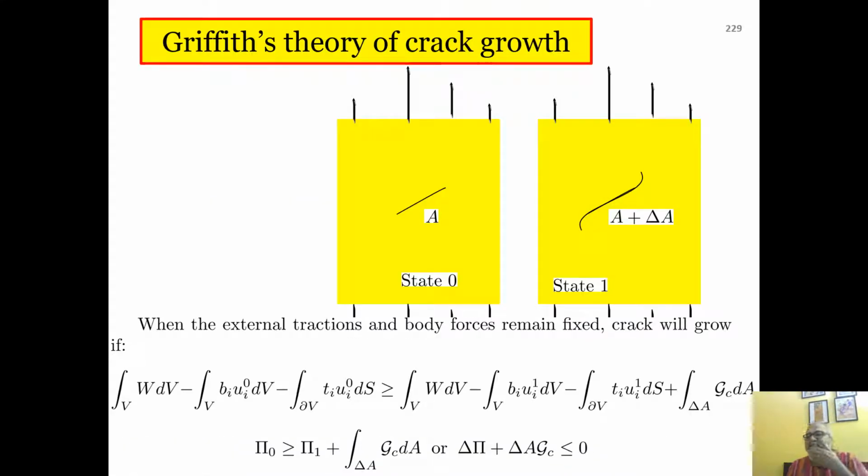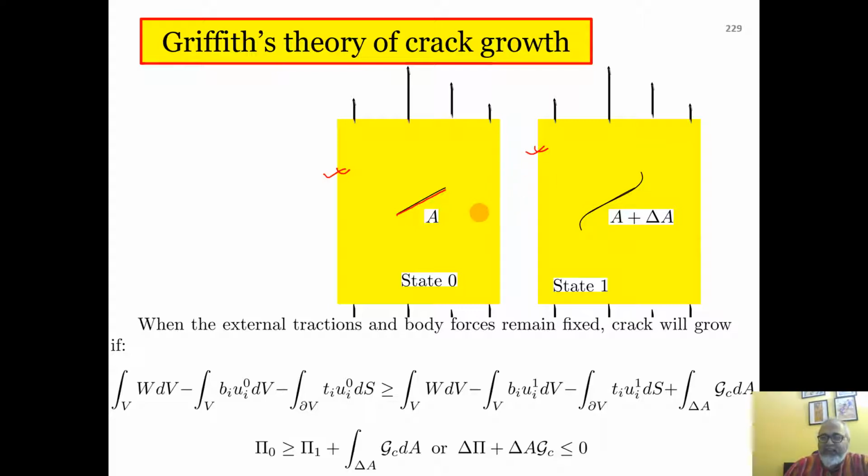So the basic idea here is that a crack grows when it is energetically favorable for it to grow. What do we mean by that? It is the following. Suppose I have a body in state 0 which goes to state 1. The difference between state 0 and state 1 is that state 0 had a crack with a crack area of A, whereas state 1 has a slightly higher crack area, A plus delta A. So the crack has extended.